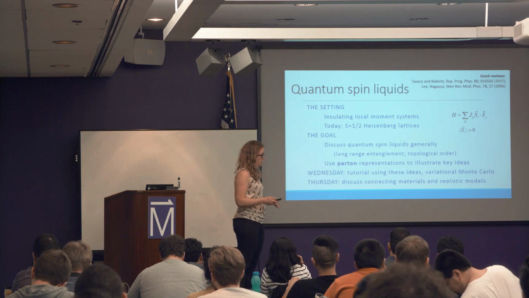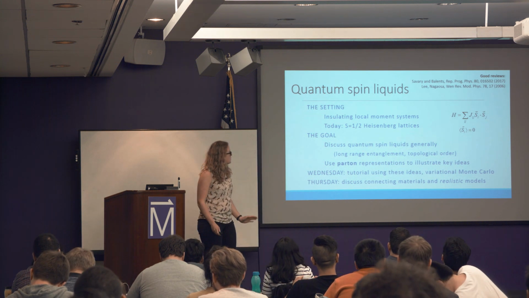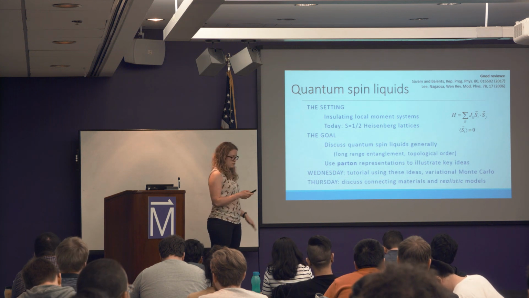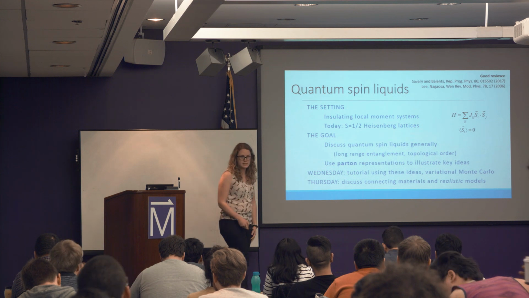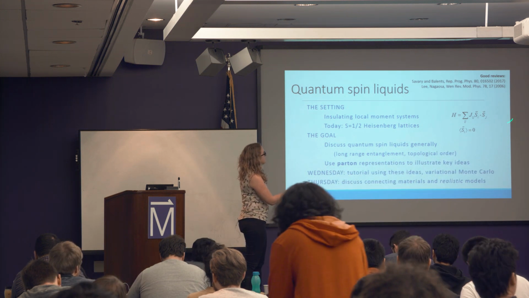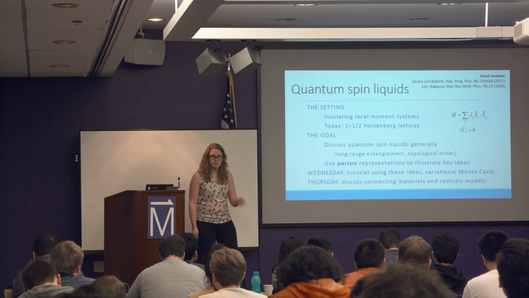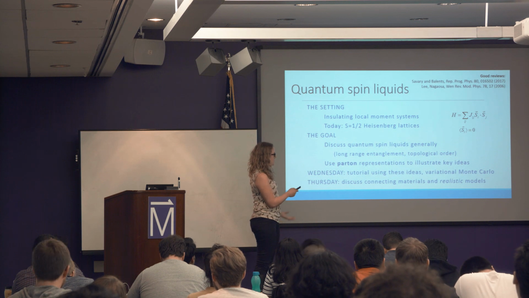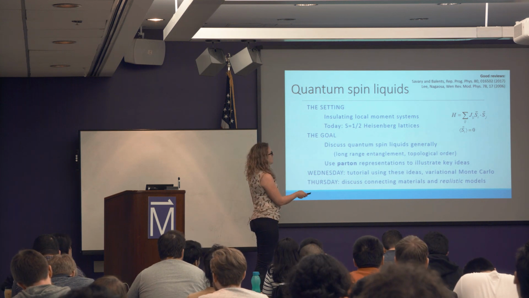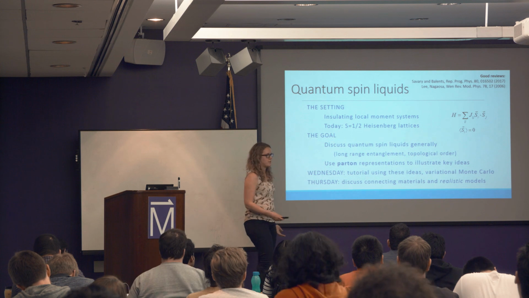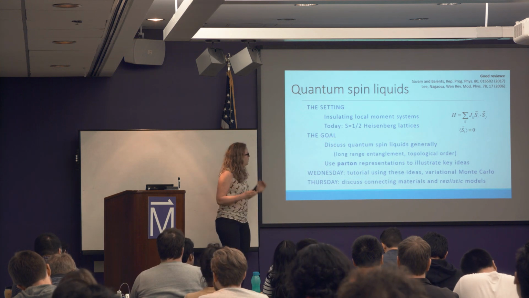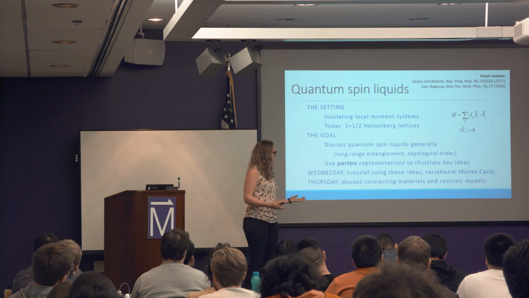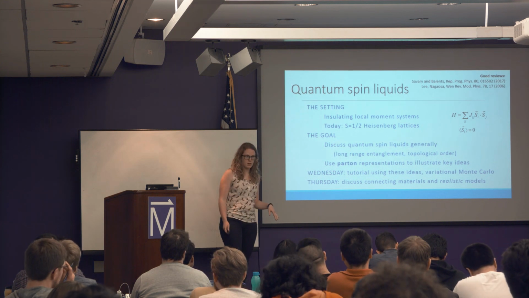So we're going to start from the very basics. Today we're just going to talk about insulating local moment systems, even just focusing on spin 1/2 Heisenberg lattices, where I can write my Hamiltonian like this, and I'll mainly be thinking about 2 dimensions. What we're interested in are quantum spin liquids, and the first main characteristic is that they do not magnetically order. So this expectation of S is 0. Our goal today is to discuss quantum spin liquids generally and very briefly introduce long-range entanglement and topological order.